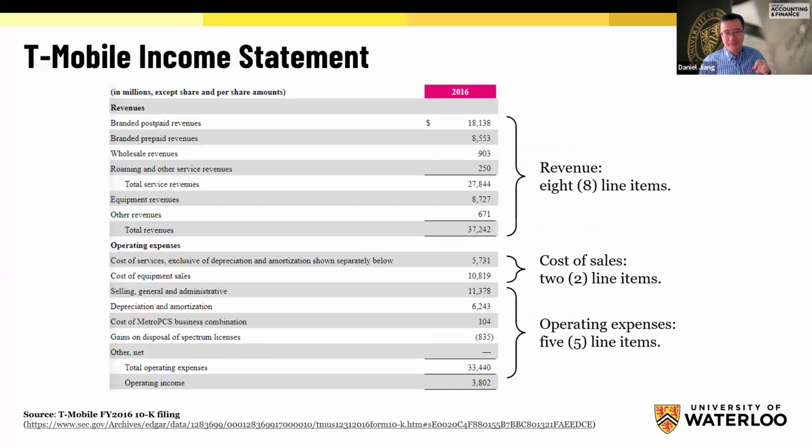But if we look at the income statement from the T-Mobile 10K filings, first we notice that T-Mobile combined the cost of sales and operating expenses into one section, but it's fine. But more importantly, from T-Mobile's income statement, there are in total 8 revenue-related line items, 2 cost of sales-related line items, and 5 operating expenses related line items.